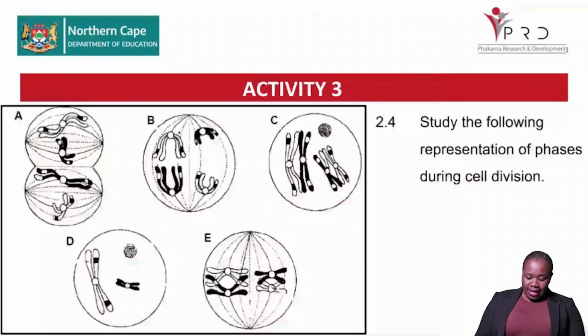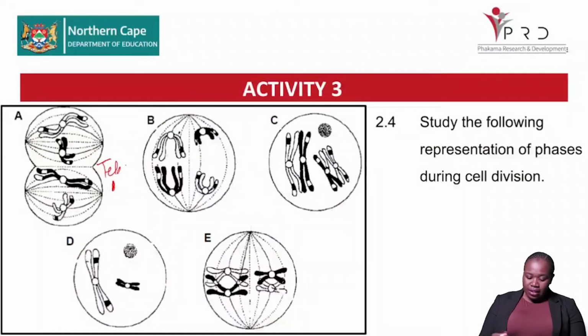Okay. Next activity is activity 3, which was taken from question 2.4. It says study the following representation of phases during cell division. We have A, B, C, D, and E. Let's just try to identify these phases before we move on to the questions. Right. So here we can see that we have a telophase. This is telophase 1 because the chromosomes are still full chromosomes or replicated chromosomes. So this is telophase 1.